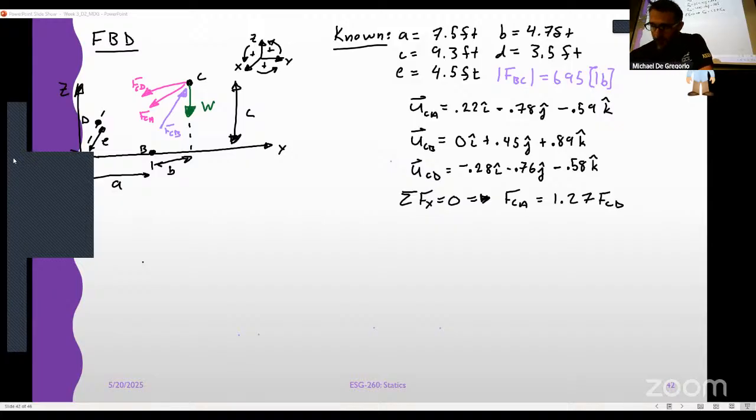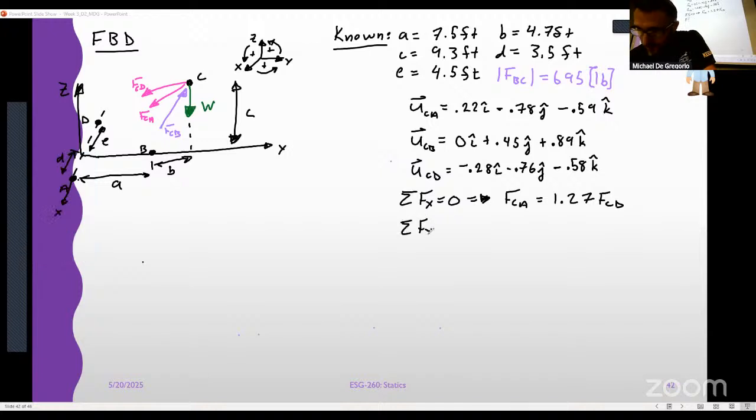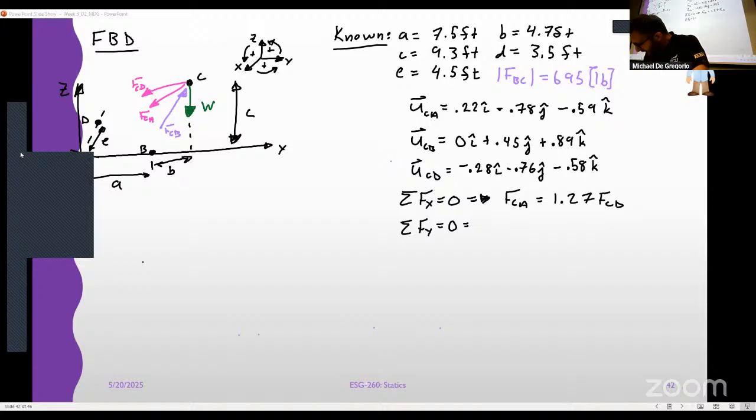The sum of the forces in the y is going to change a little bit. That's going to be -0.28 FCD. What am I doing? I don't know. I'm not looking at the right thing. Hold on. Sorry. It's too many things.